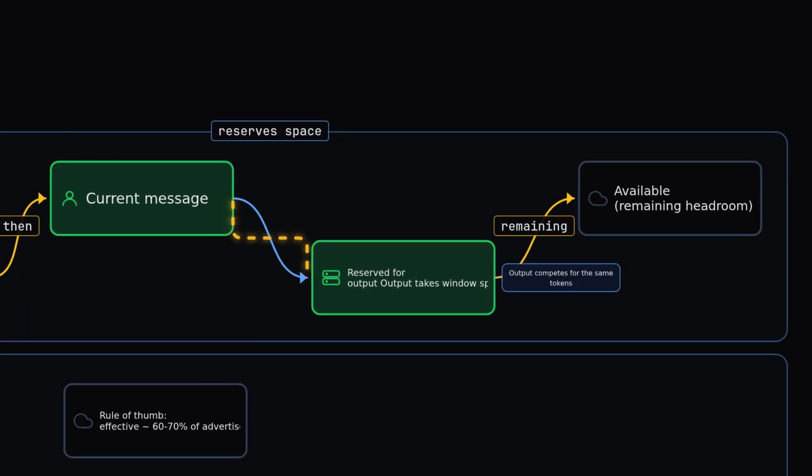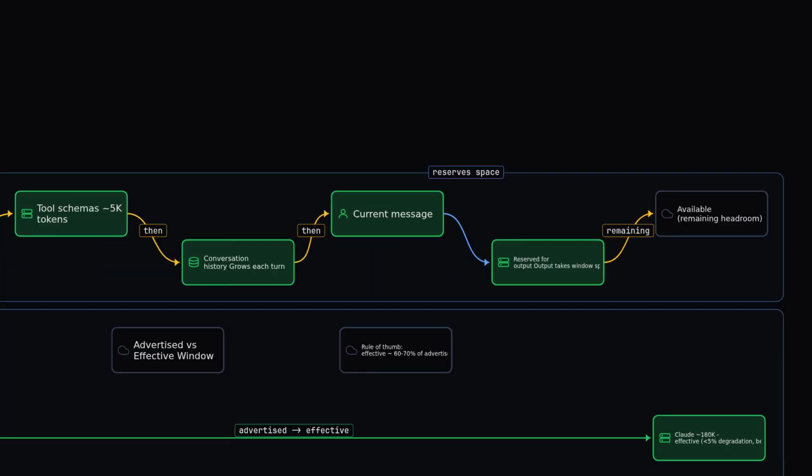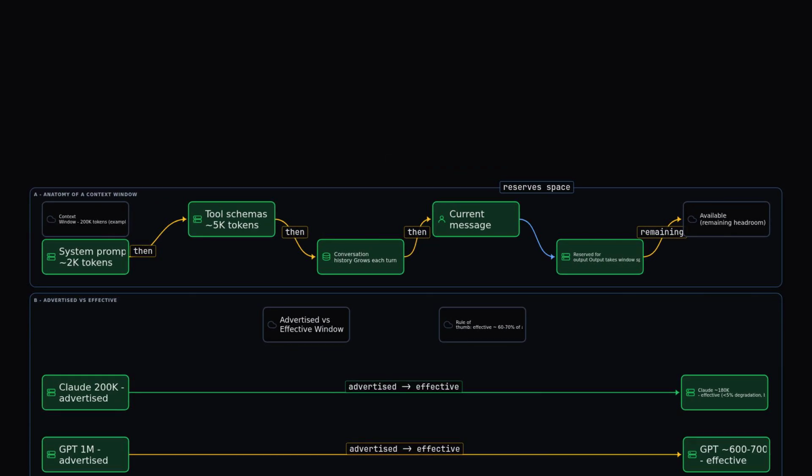The window isn't just your input, it's the entire round trip. Input plus output, all sharing the same budget. Said again, the context window is the total budget for one request. System prompt, tools, history, your message, and the model's reply. All of it competes for the same tokens.